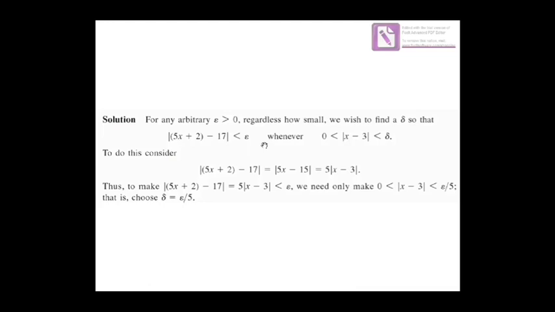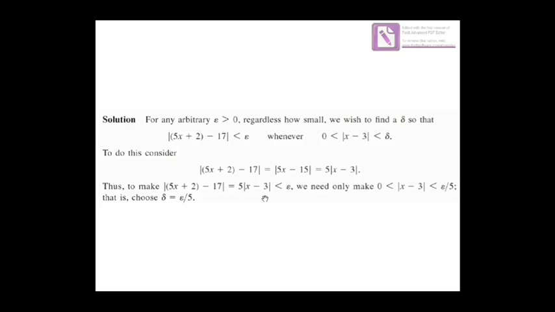So 5x plus 2 minus 17 inside the absolute value will be 5x minus 15. If you take 5 as a common factor, we get the absolute value of 5 multiplied by x minus 3. You can take the 5 out, so it will be 5 multiplied by the absolute value of x minus 3. We know this is less than epsilon, so 5 times the absolute value of x minus 3 is less than epsilon.